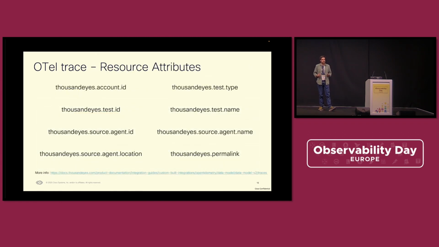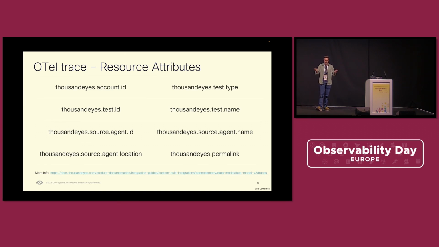And then, of course, we need to understand the resource attributes. The resource attributes are who is generating that telemetry data. In that case, it's going to be ThousandEyes with an account. We're also going to have a test running, generating that data. We're going to have the test name, test type, and test ID.